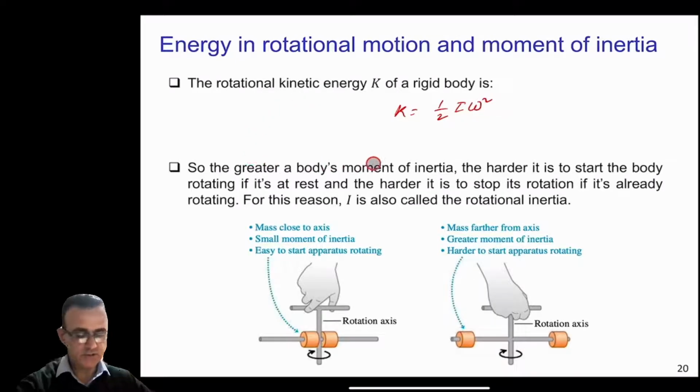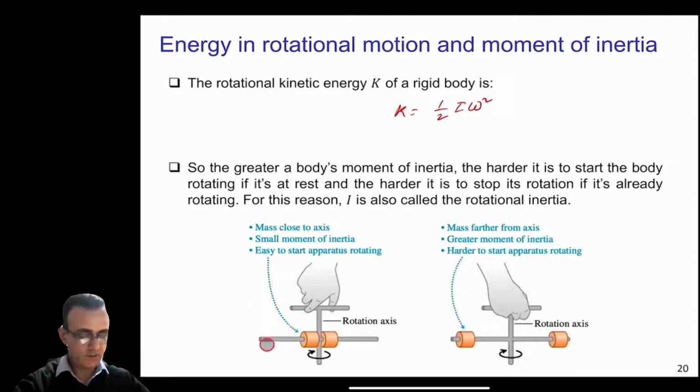The greater the body's moment of inertia, the harder it is to start the body rotating if it is at rest, and the harder it is to stop its rotation if it is already rotating. For this reason, I is also called the rotational inertia. So it is just the equivalent of mass in rotational motion.